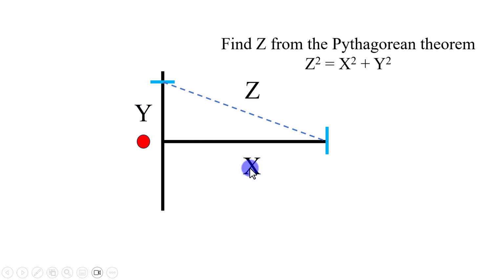Once you have the Y and the X values, then you can calculate the Z, which is the hypotenuse of this right triangle. Right here we have a 90-degree angle, and so we can use the Pythagorean theorem to figure out Z. Note this is Z squared equals X squared plus Y squared, not Z equals X plus Y. You know the X and the Y values, so plug those in, square them, find their sum, and then take the square root to figure out Z.